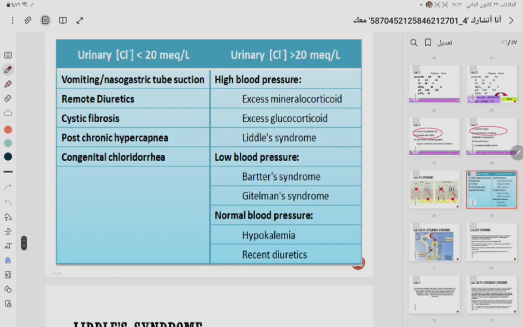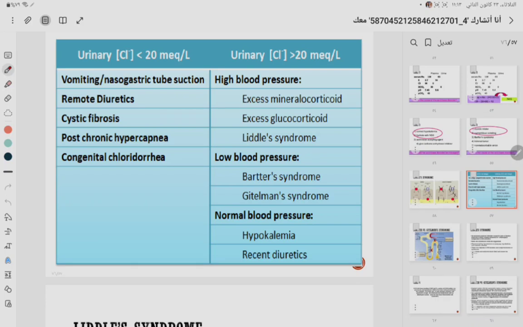If the urinary chloride, spot urinary chloride, is less than 20 milliequivalents per liter, that's vomiting, nasogastric suction. We're losing chloride, so the kidney is trying to retain the remaining chloride. Remote diuretics, they have diuretics. Cystic fibrosis, because of the sweat chloride test, we're losing chloride, they lose more chloride. Also chronic hypercapnia and congenital chloride diarrhea, and I do not know this entity, to be honest. It's a very rare entity.